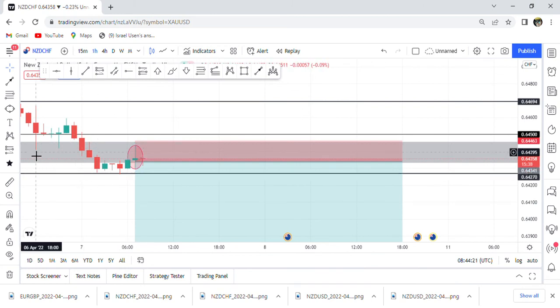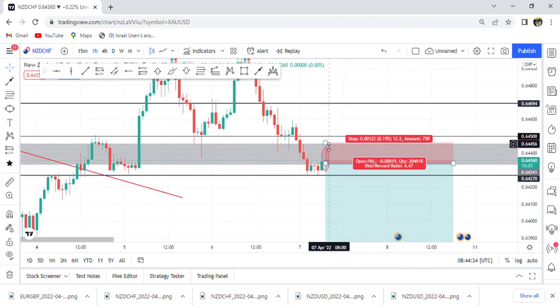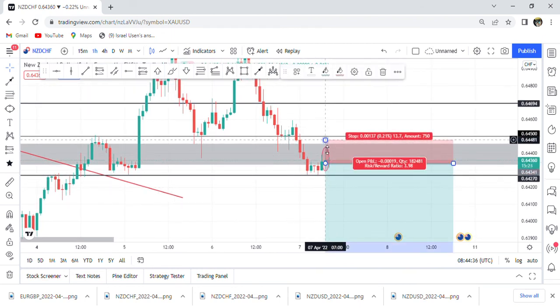So this is a zone. This is a beautiful supply zone. Stop loss is about 12 pips. Might just give it a little more space for spread reasons. So that's the trade for today.